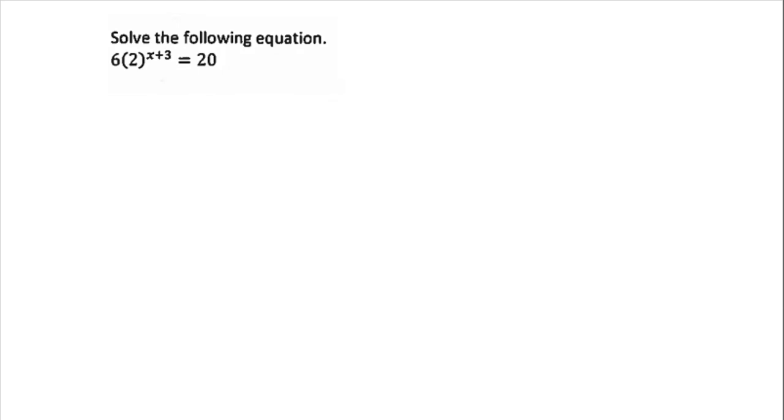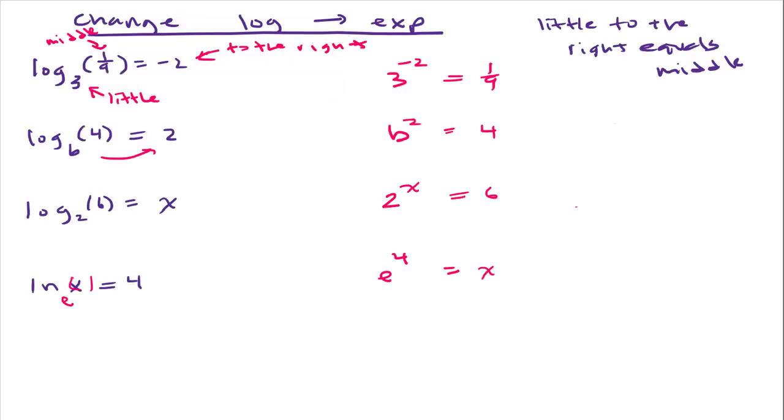Well, we talked about how there are certain steps we have to take. Last time we talked about how we can go from a log function to an exponential function and vice versa. Why do we do that? Because sometimes if it's written in log form, we're not able to solve it, so we need to change it from a log function to an exponential function.